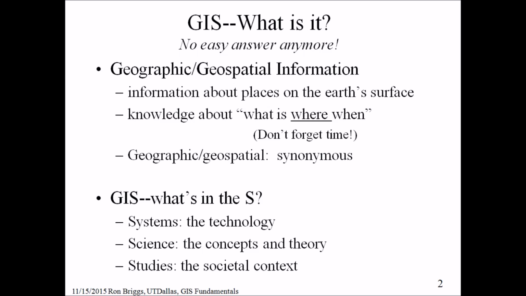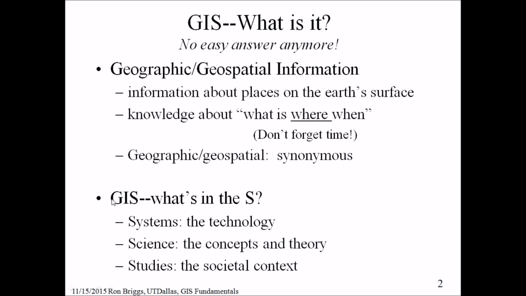It's a complicated question basically. So geographic or geospatial information we have in GIS, this is G. So information about places on the Earth's surface. In a globe, the places, the location and the information. So knowledge about what is where and when, also the time. And geographic and geospatial are synonymous. If we talk about geographic stuff and geospatial stuff, they are equivalent.